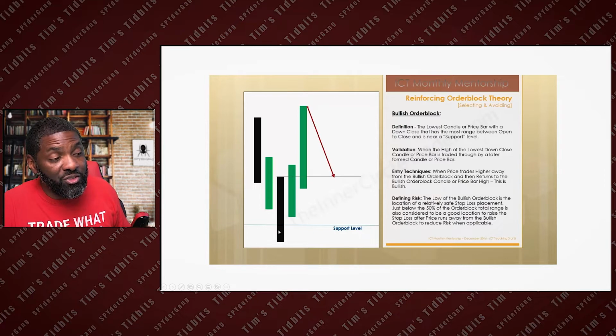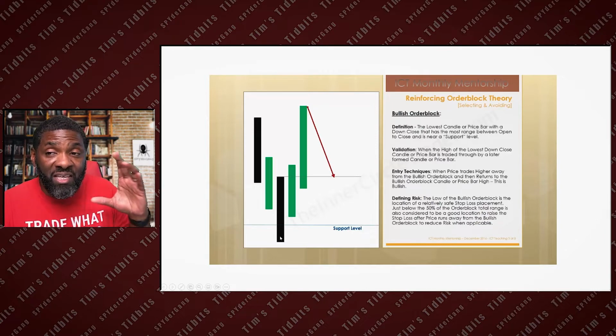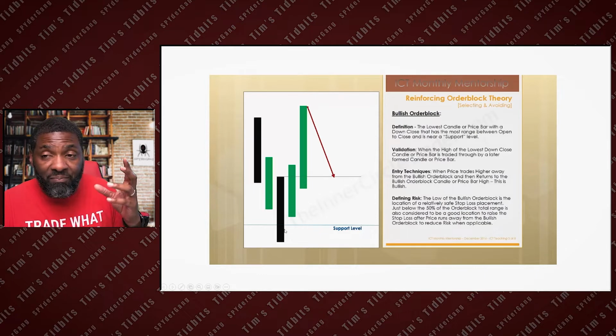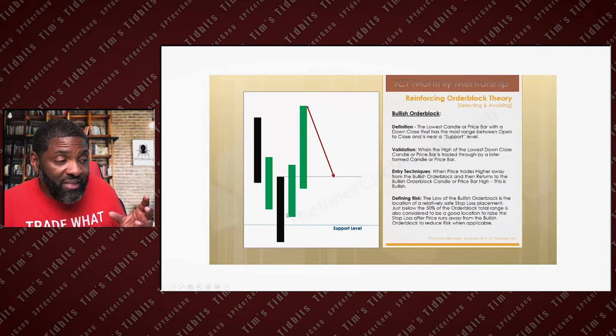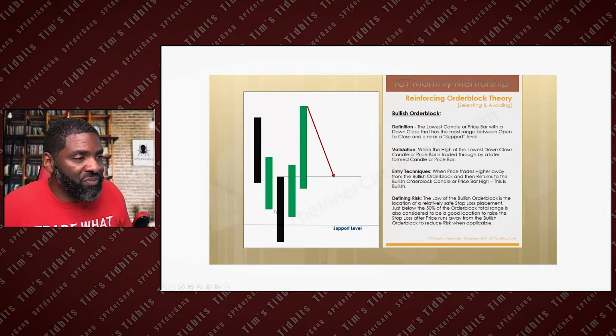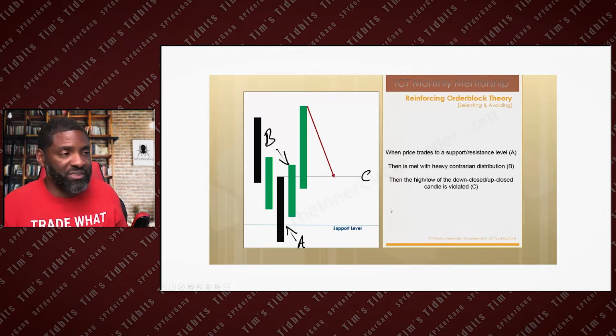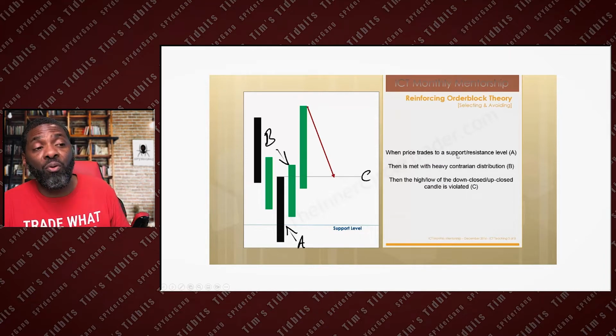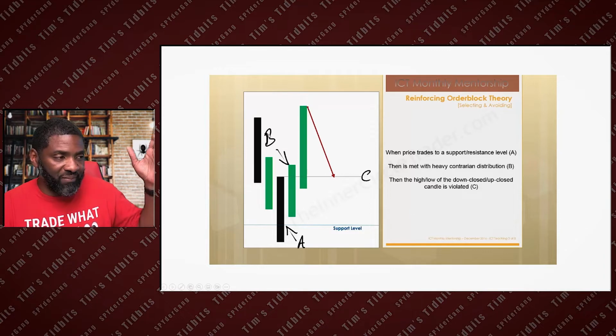Price comes down to or through a support area for the bullish order blocks, and then the beefiest candle in that area, the last down close candle. If it's a tiny down close candle next to a big one, you want to look at the beefier candle, the bigger candle. Now let's see how little Timmy Rogers interprets this, right? So when price trades to a support or resistance level, right, come down.